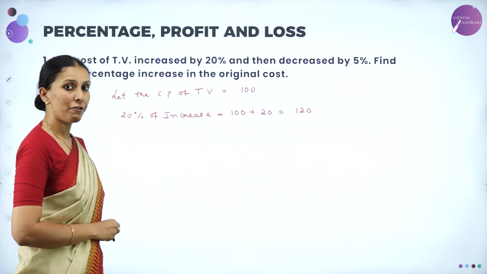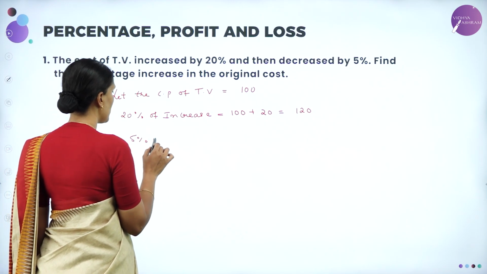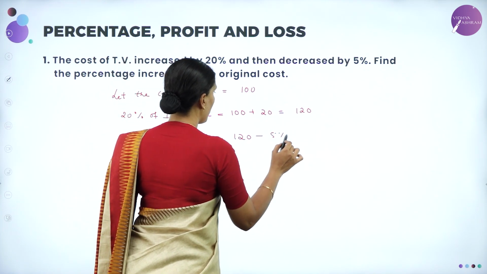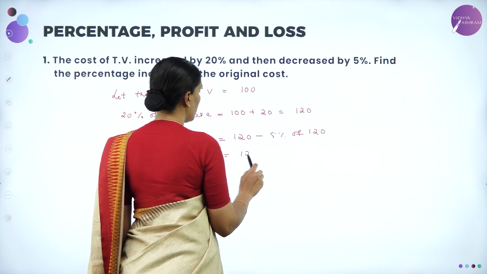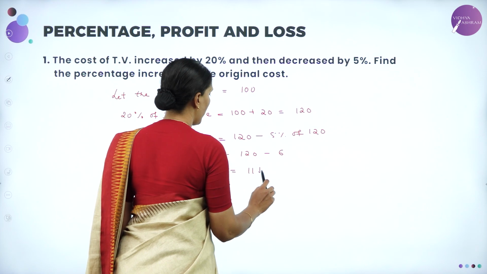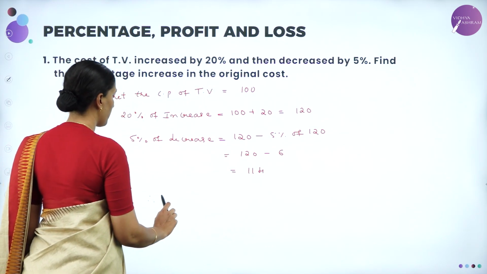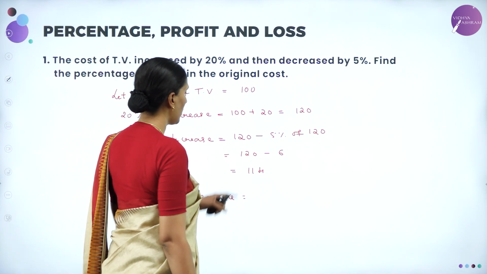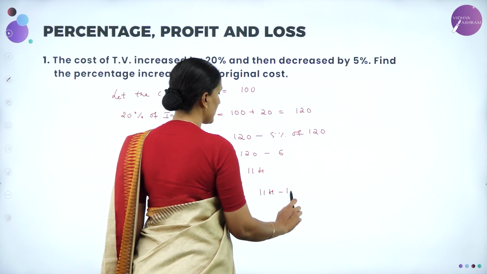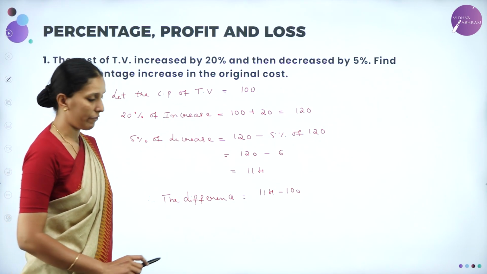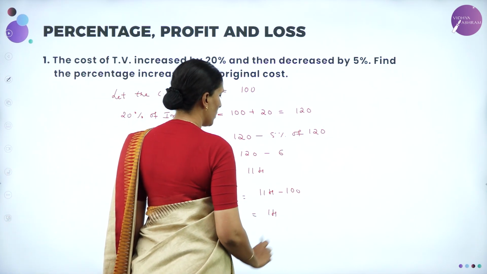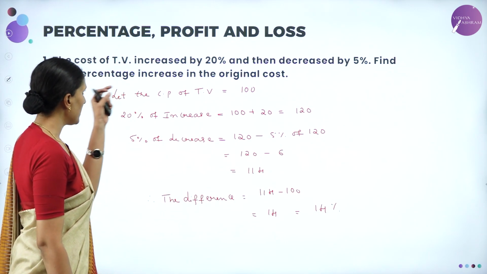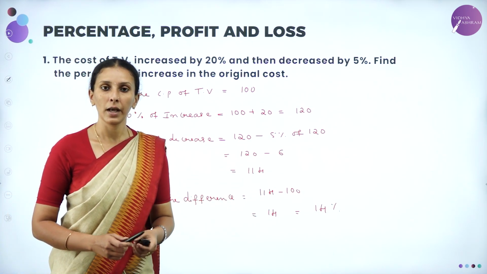And again it is decreased by 5%. So 5% decrease will be equal to 120 minus 5% of 120, which is equal to 120 minus 6, which is equal to 114. Therefore, the difference in cost price is 114 minus 100, because the original cost price is 100, which we have taken, and the difference is 14. So if we convert this in terms of percentage, it is 14%. Therefore, the percentage increase in the original cost is 14%.